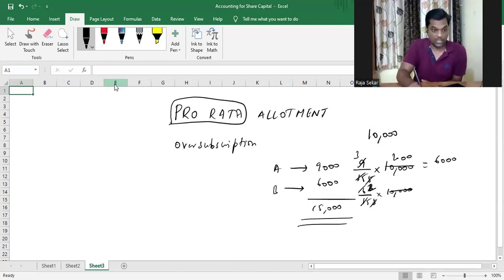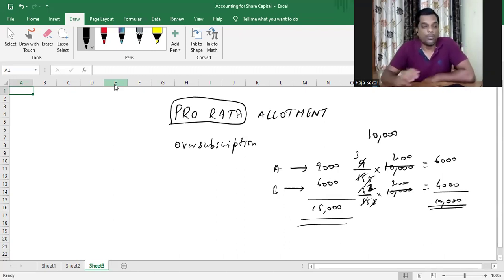6 is 2 times 3, and this is 2000. So you get 4,000. The total number of shares allotted in total will still be 10,000. So basically, we are not rejecting anyone's application. We are rejecting the applications of everyone. When you look at it, we are rejecting some applications of A and some applications of B. But at the same time, we are not rejecting anyone's application entirely.